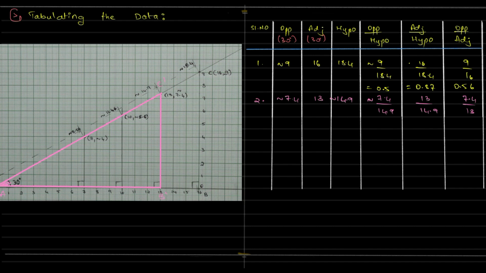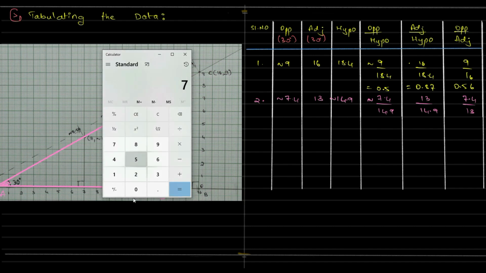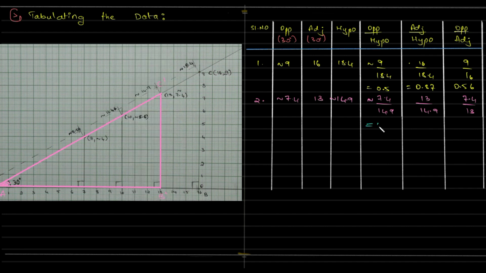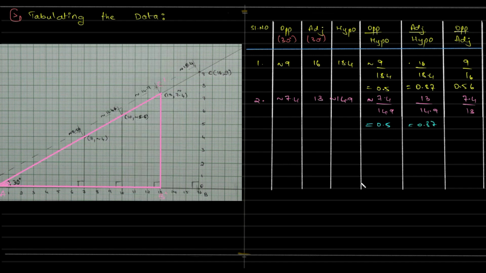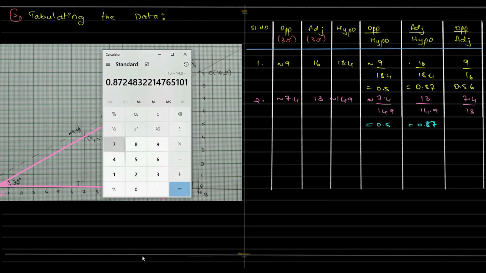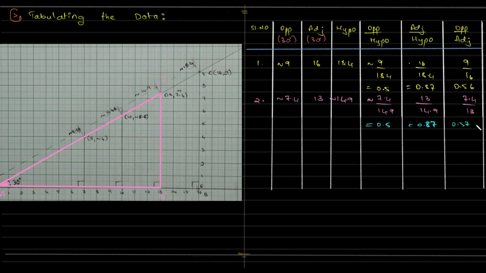And now the ratios: 7.4 divided by 14.9, approximately 0.5. Again, all these are approximate values. 13 divided by 14.9, 0.87. So we're getting the same ratios. 7.4 divided by 13, 0.57.